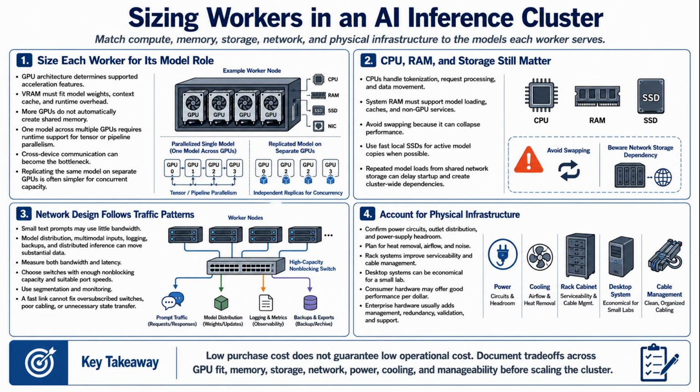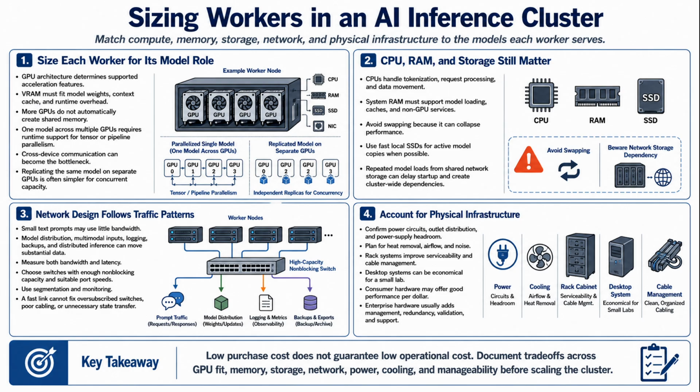Network design follows traffic patterns. Small text prompts may use little bandwidth, but model distribution, multimodal inputs, logging, backups, and distributed inference can move substantial data. Measure both bandwidth and latency. Choose switches with enough non-blocking capacity, appropriate port speeds, and management features for segmentation and monitoring. A fast link cannot compensate for an oversubscribed switch, poor cabling, or a design that transfers model state unnecessarily between nodes.